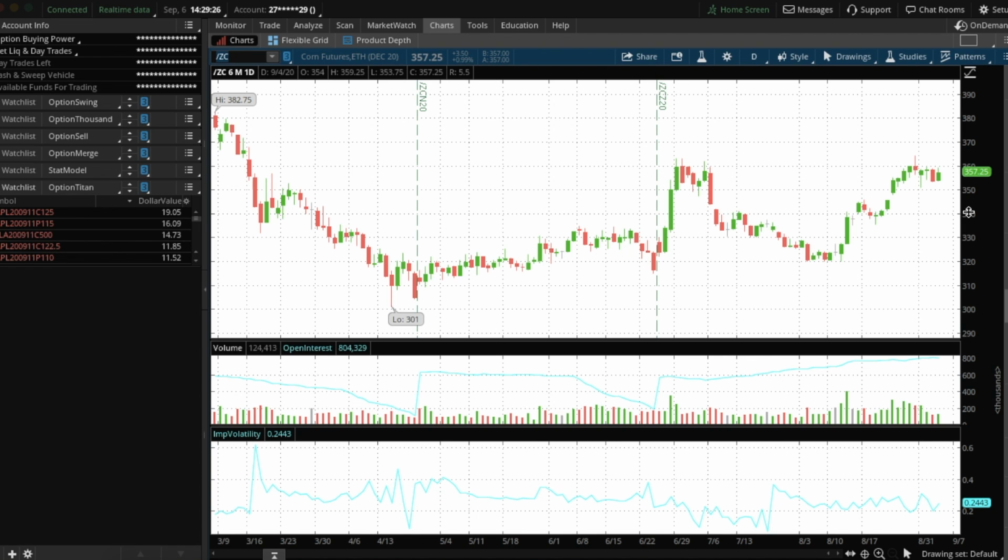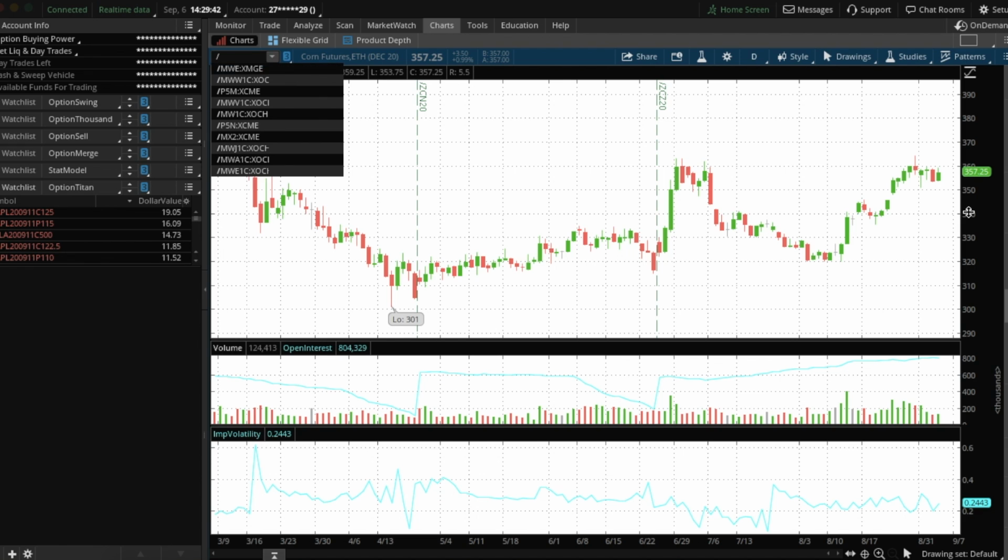So if you buy it at 357, what happens is by the expiration date, you can sell out of the future just for your cash profit or loss, or you can actually have corn physically delivered to you.